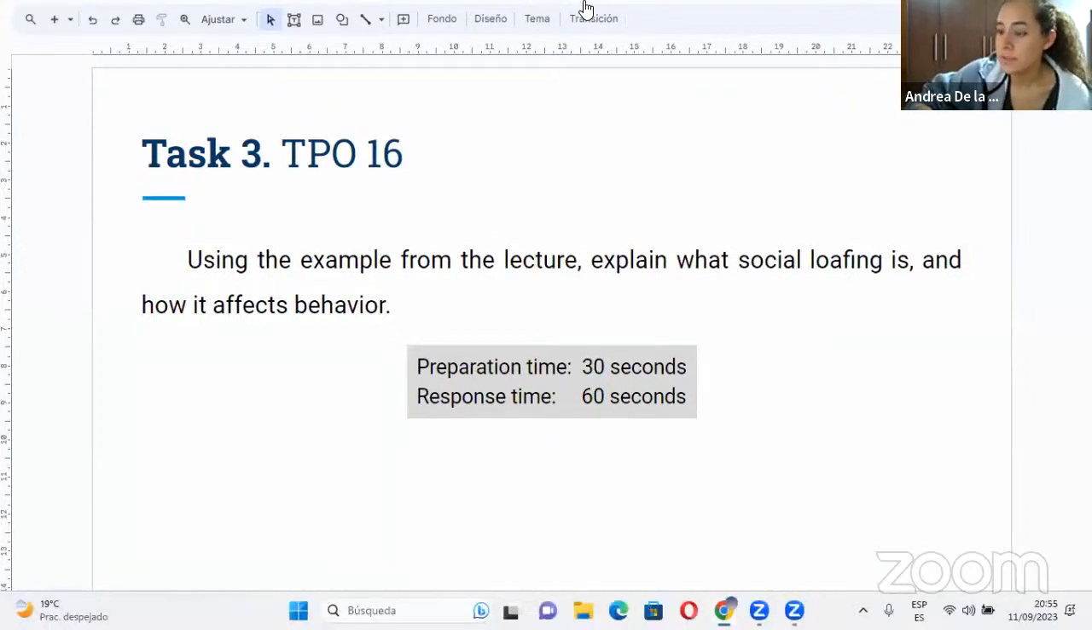Right. Using the example from the lecture, explain what social loafing is and how it affects behavior. Now you guys will have 30 seconds to prepare your responses.